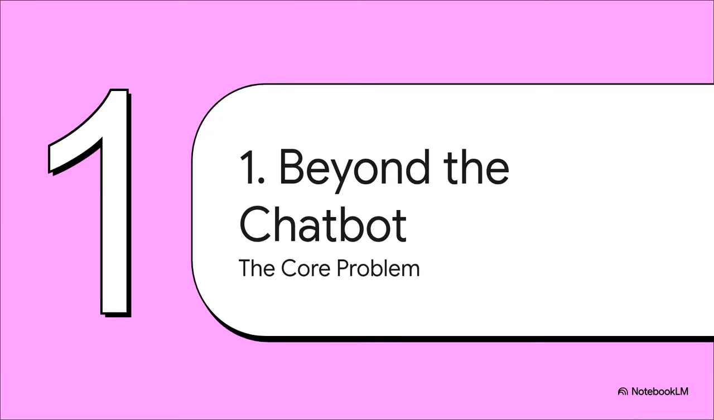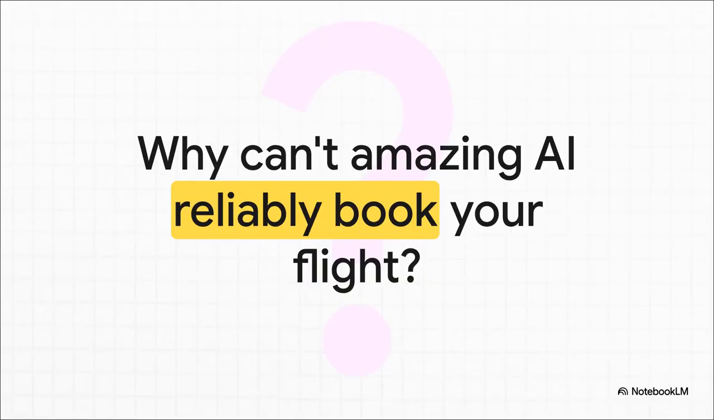Okay, let's just jump right in, because this all starts with a question that I bet you've probably asked yourself at some point. I mean, we've all seen these large language models, LLMs, do some pretty mind-blowing stuff, right? They can whip up a poem, spot a bug in your code, even explain quantum physics. But then you ask it to do something that seems simple, like, hey, book me a flight, and it just can't. What's up with that?